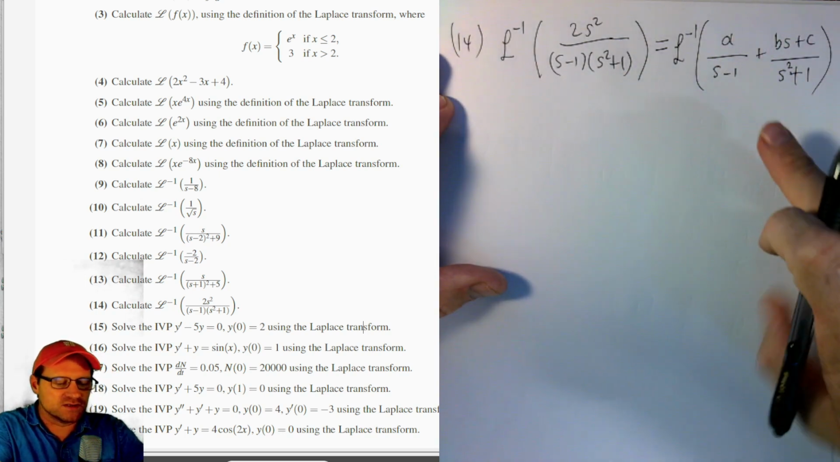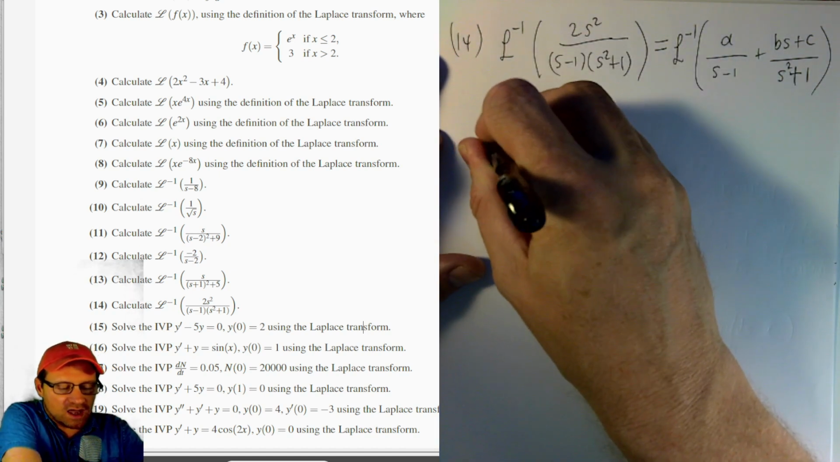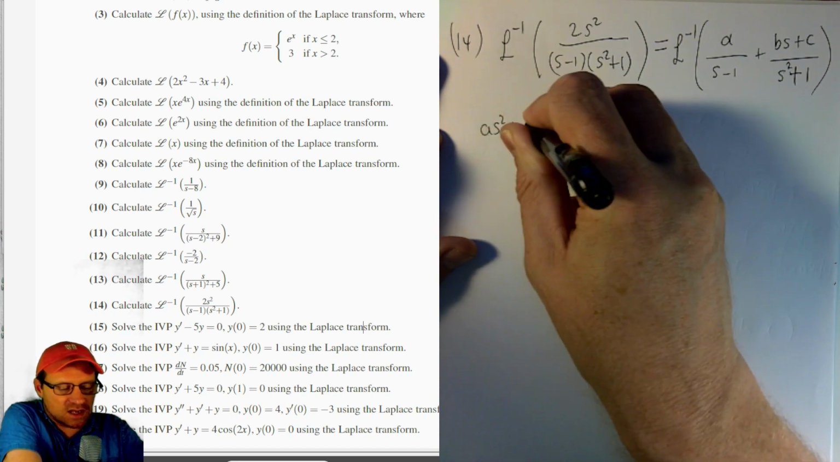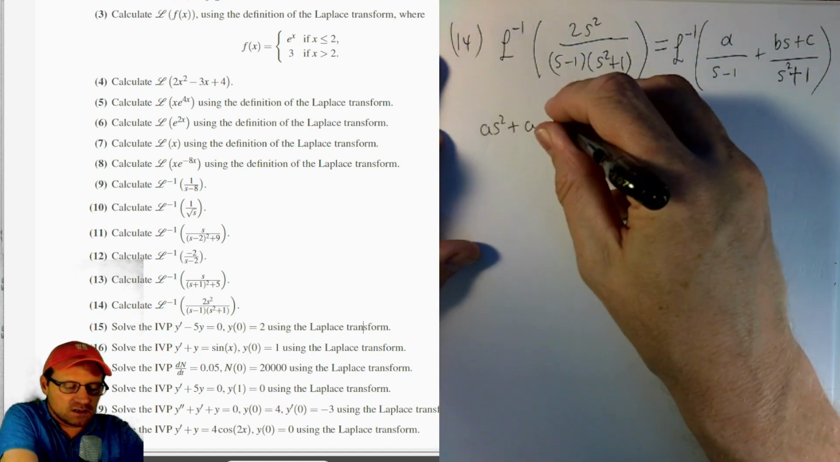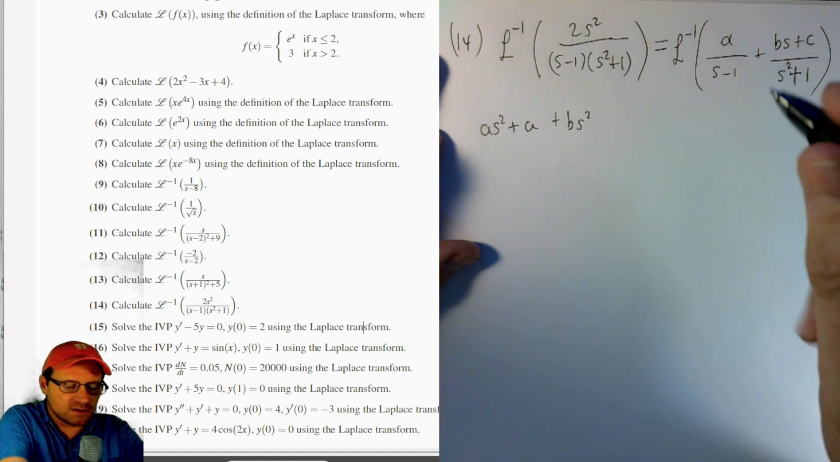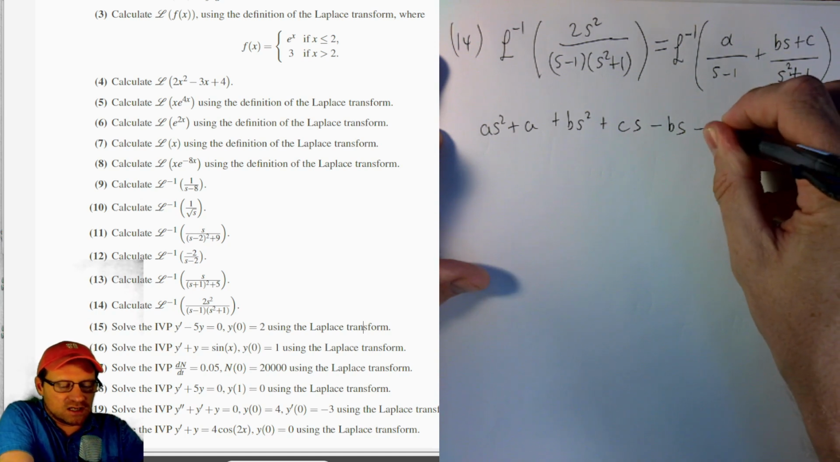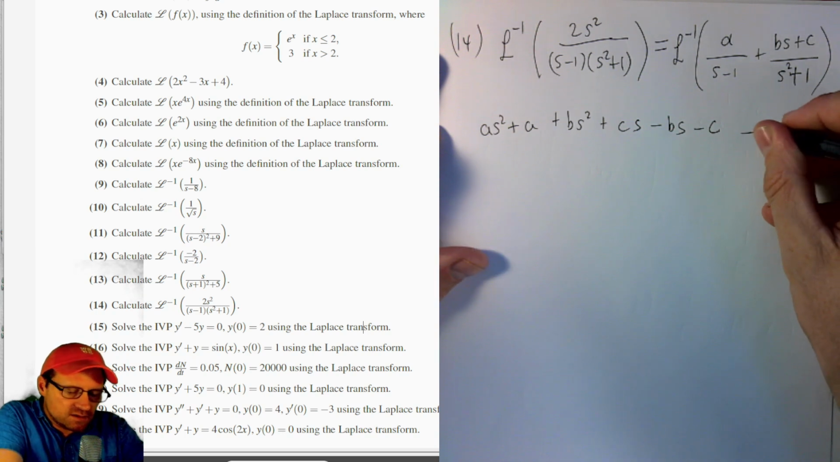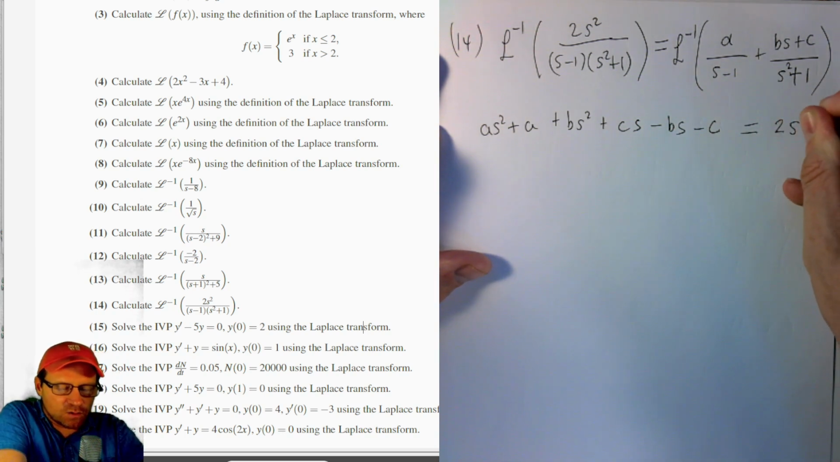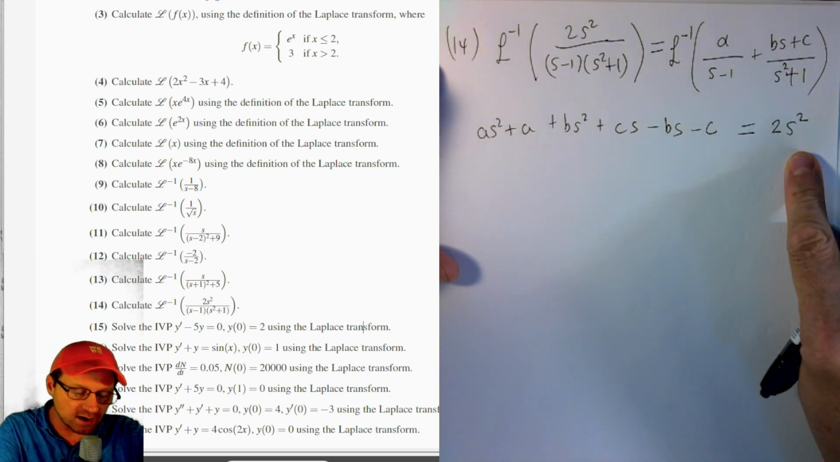Now we've got to find the A, B, and the C, so we need to put this back together and make it look like this. So to do that, we have As² + A for this times this, and then this times this will give us plus Bs² plus Cs minus Bs minus C, and that's all over the product. But we want this numerator to be 2s². So we need to seek A, B, and C such that we get 2s² out of this.